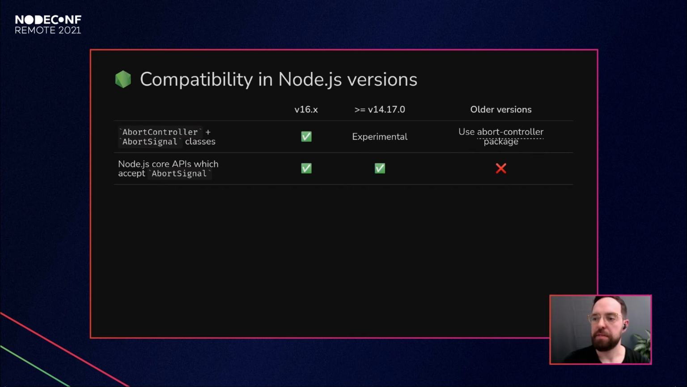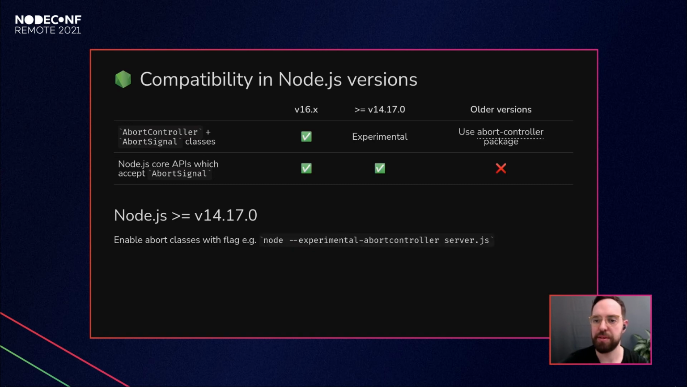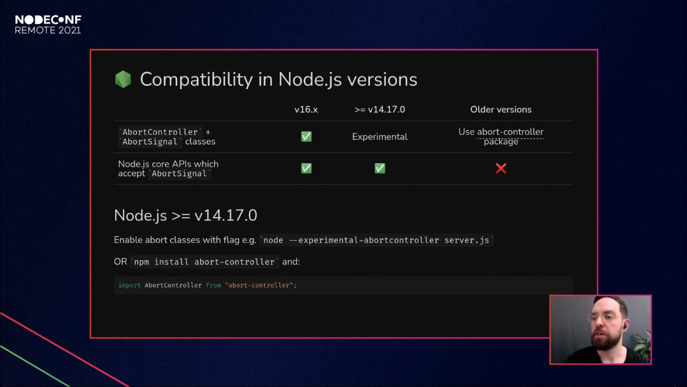And it's worth mentioning that the v16 release line enters active long-term support on the 26th of October, so just a week away at the moment. And so this makes it suitable for use in production. Now, if you're using v14 greater or equal to 14.17.0, you can enable the abort classes with an experimental flag. However, if you're running Node 14 in production, you probably won't want to use an experimental flag. So I'd recommend that you install the AbortController package and import that instead. And it's worth noting that the AbortController implementation in Node.js was very closely modeled on this package.